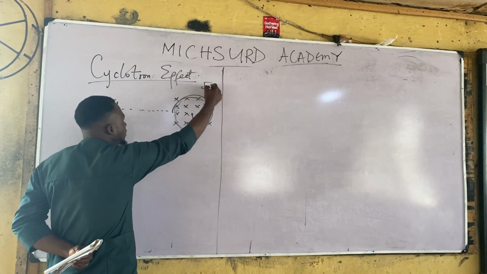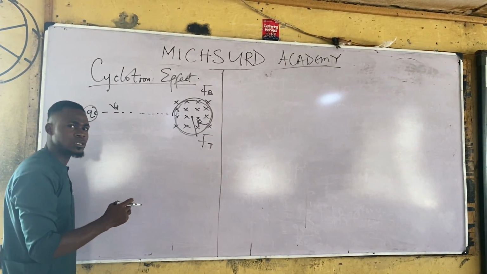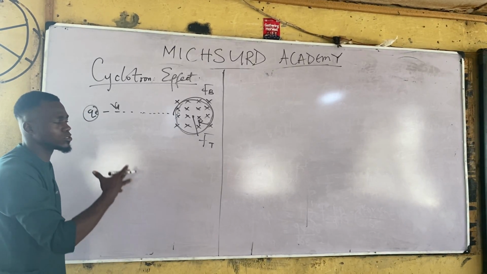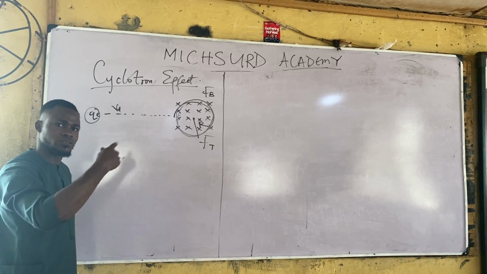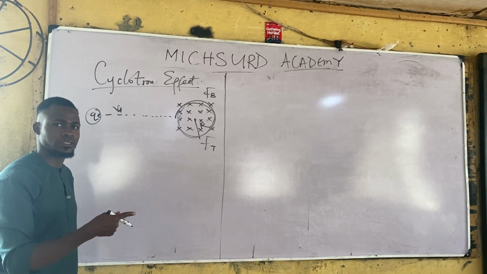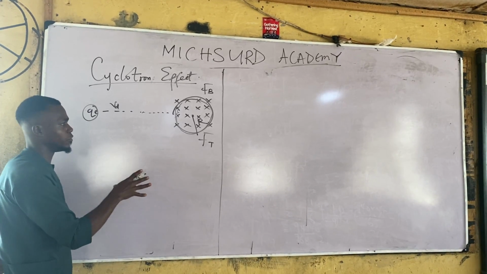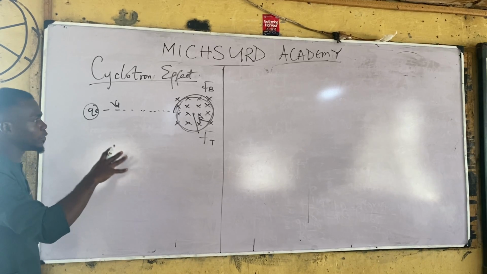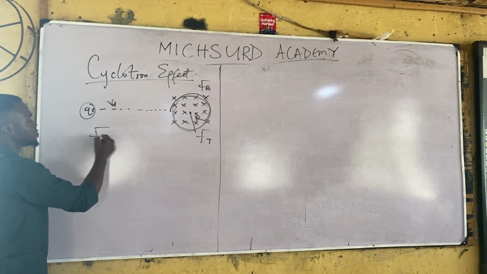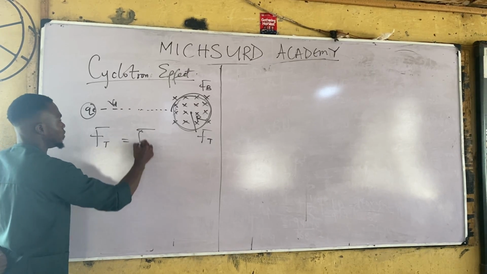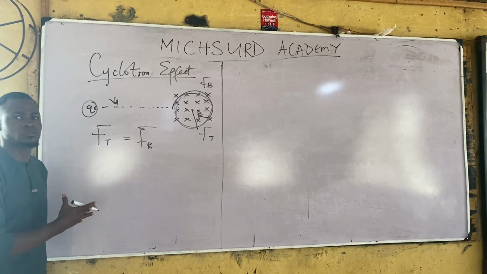One is the magnetic force, and two is the centripetal force. Remember, the magnetic force is as a result of the magnetic field, while the centripetal force is as a result of the rotation effect. That inward force that keeps the body in rotation is the centripetal force. There will be a point as it keeps on spiraling where the centripetal force will equal the magnetic force. That is the only point that causes this cyclotron effect.